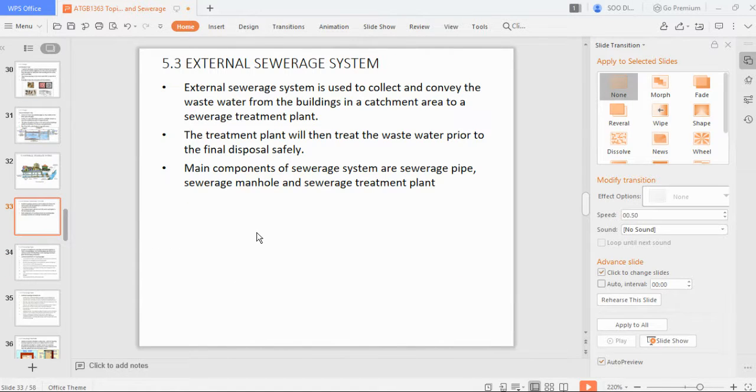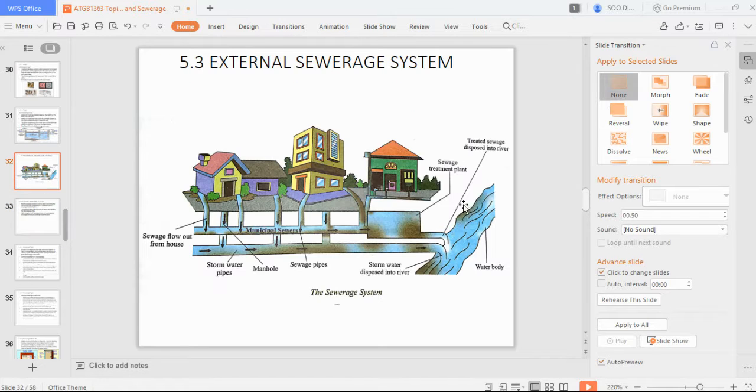Okay, so going on to this, this is the information that I just informed you just now. So here, sewage treatment plant is used to treat the sewage, and then once this is treated, the second process, it will be discharged into the river. So treated sewage will be clean, but it won't be clean enough to drink lah. So you'll just discharge it back into the river.